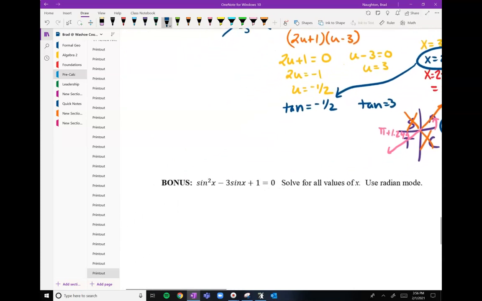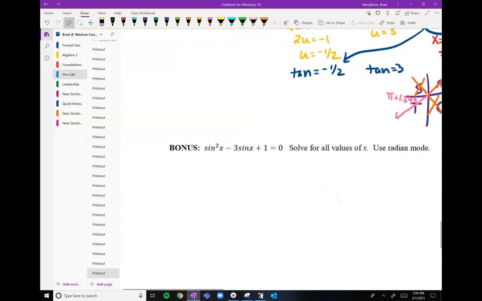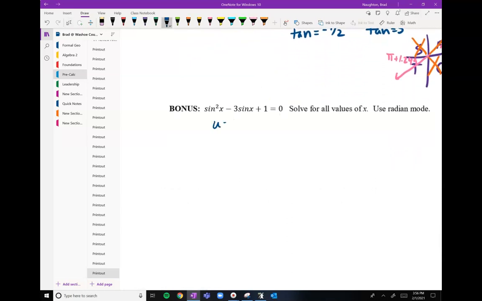Alrighty, last one, the final countdown. Get your quadratic formula ready. So u is equal to sine x. So I got u squared minus 3u plus 1. Now I mentioned it's not going to factor because the numbers that multiply to 1 and add to negative 3 don't exist. There's no factors. So this is our a, b, and c.